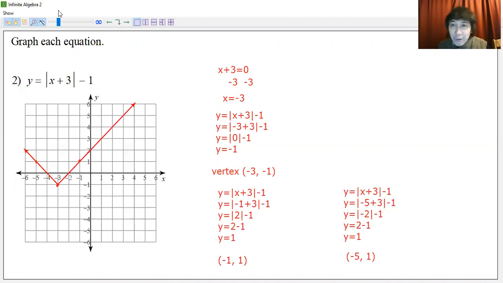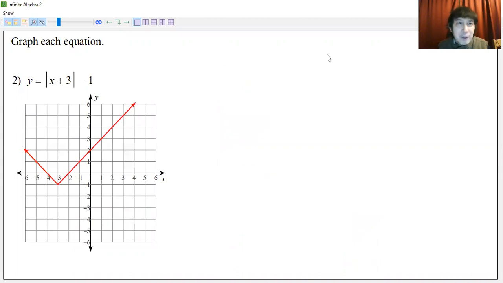We shall continue with our third. This is now number 3. Graph each equation: y is equal to 3 times the absolute value of x plus 1, minus 1.